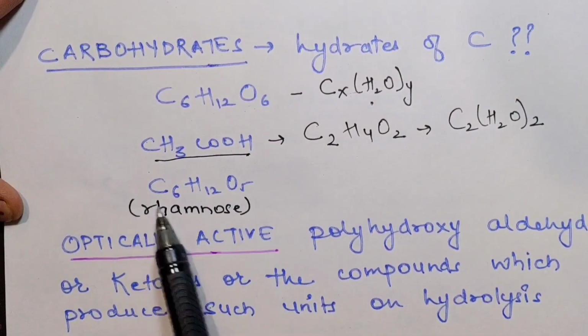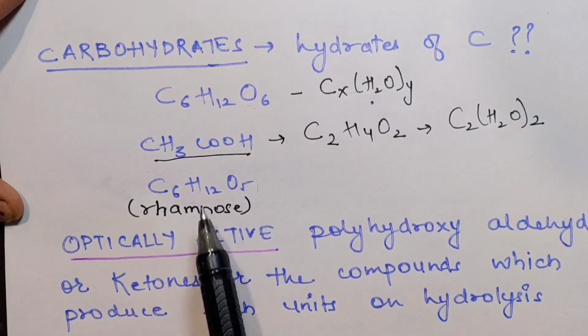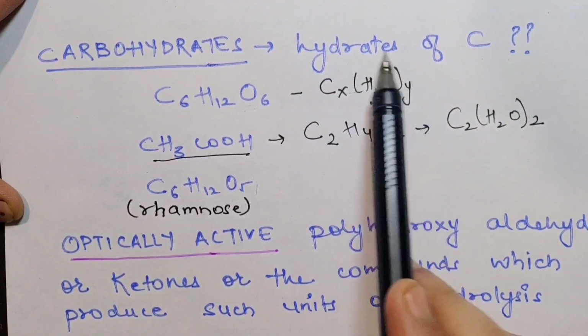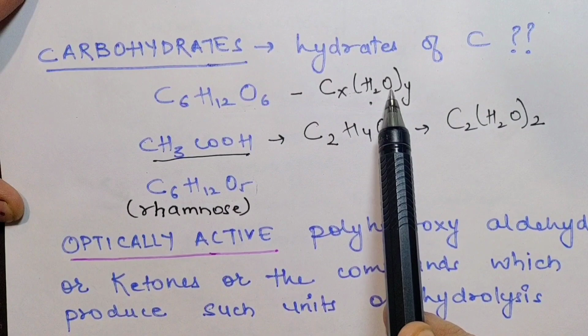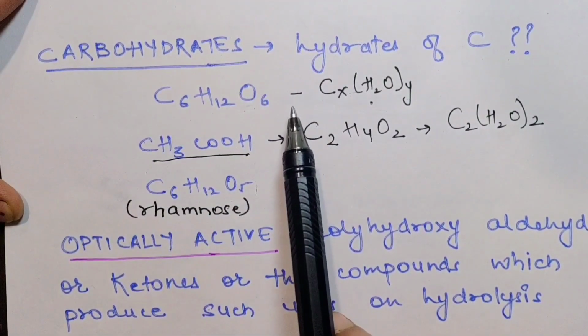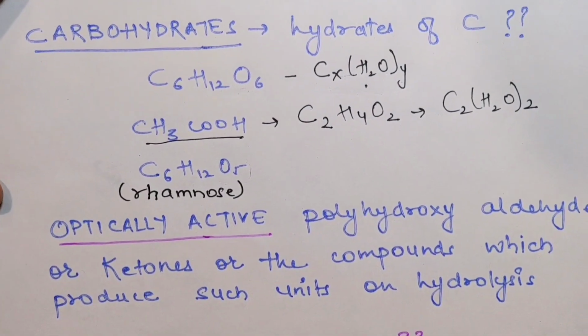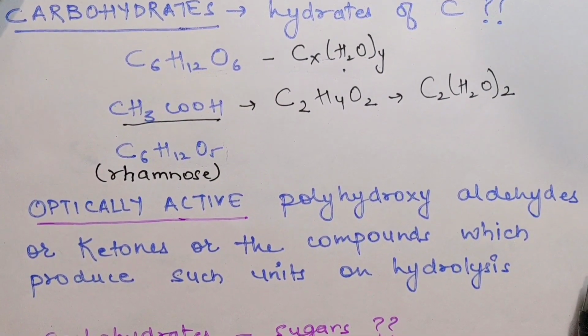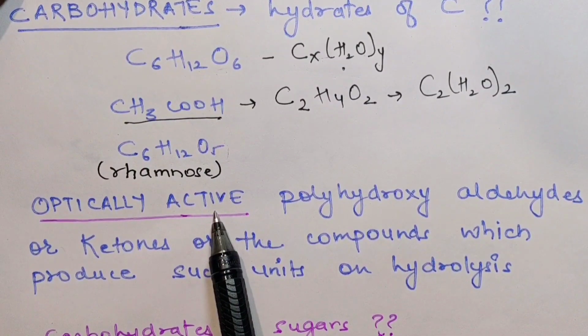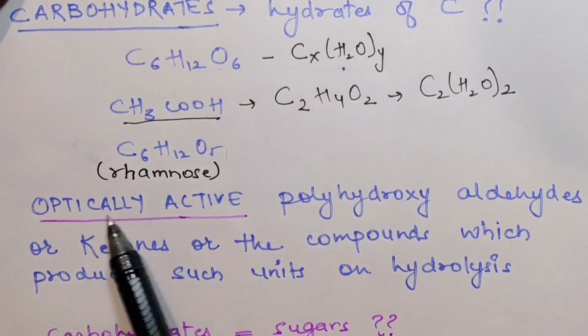Next, this carbohydrate, rhamnose, it's not following the formula of carbohydrate. So this definition cannot be applied everywhere. So this definition is faulty. We do not use this definition anymore. The more accurate definition of carbohydrate is this. They are optically active. Optically active because they have at least one chiral carbon. That makes them optically active.